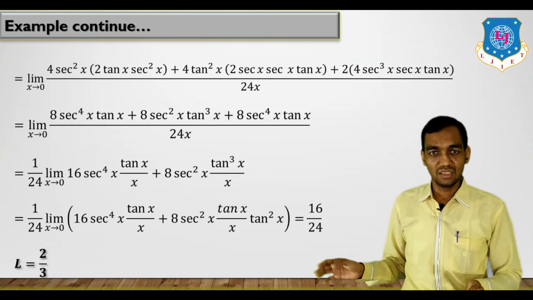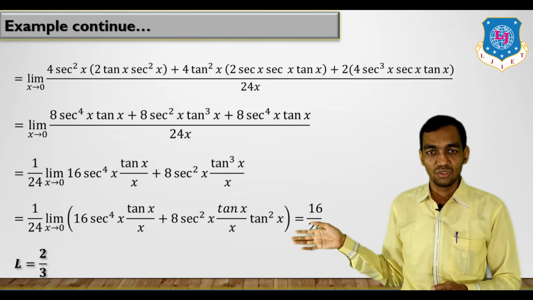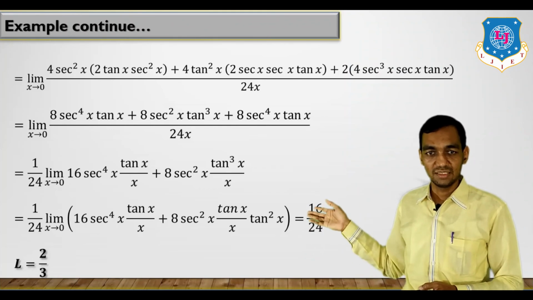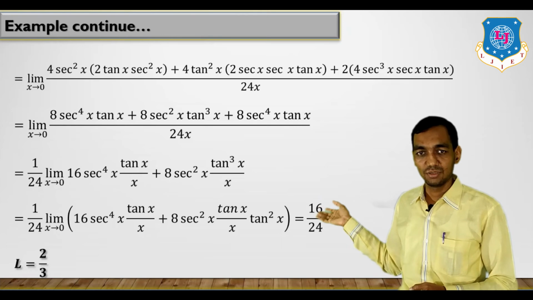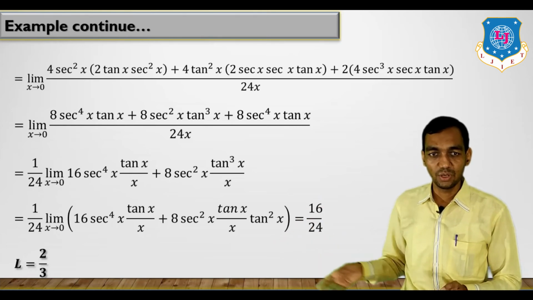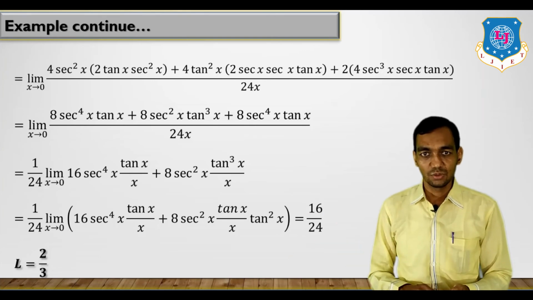So now separate the limits, because tan x upon x has a value 1. So first part has a value 16 upon 24 and second part has a value 0. So first limit is 16 upon 24, and if you are going to simplify it, then it has a value 2 by 3.